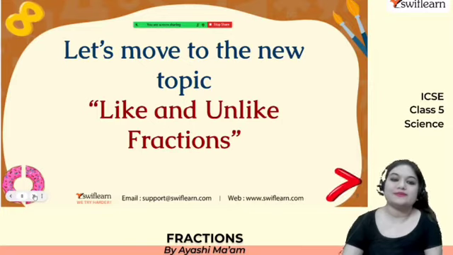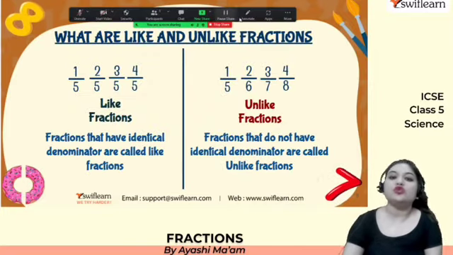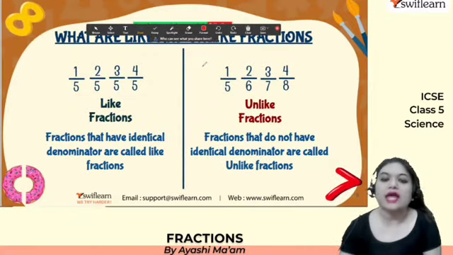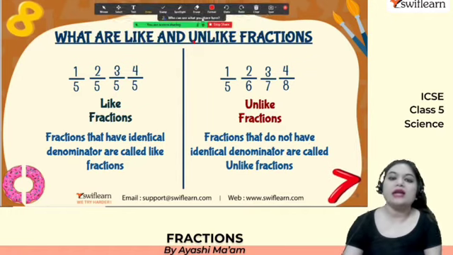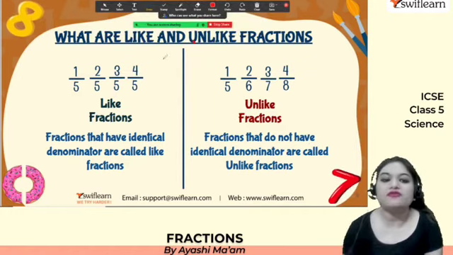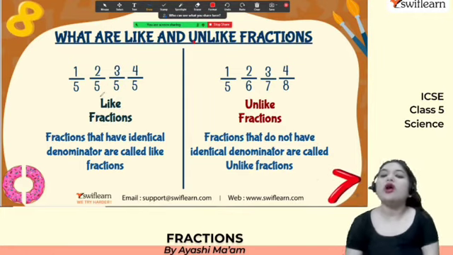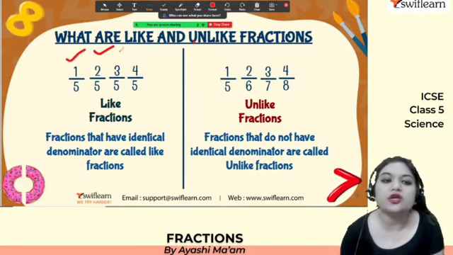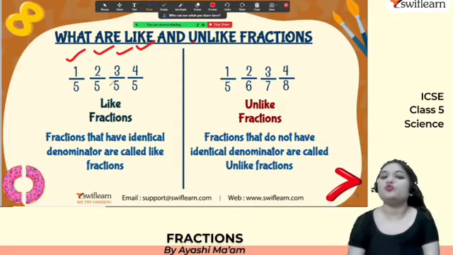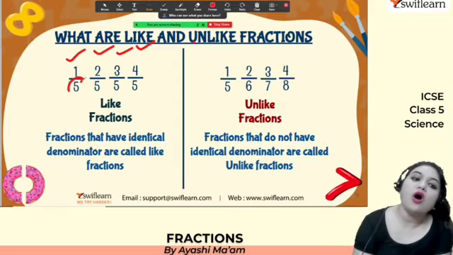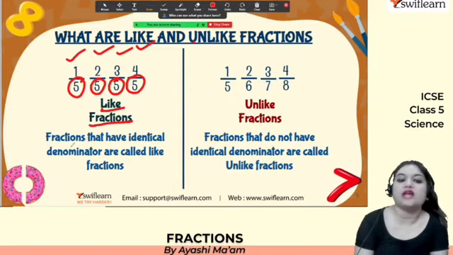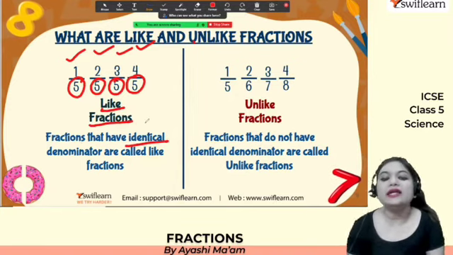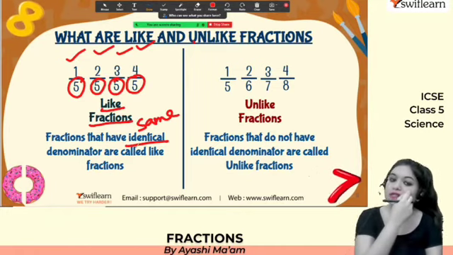Okay. Now, let's move to the new topic, that is the like fraction and unlike fraction. Very easy. So what is a like fraction? In like fractions, all the denominators will be same. Look at all these examples: 1 by 5, 2 by 5, 3 by 5, 4 by 5. All the denominators are 5, right? Therefore, we are going to call them like fractions. Fractions that have identical, identical means same, identical denominators are called like fractions.